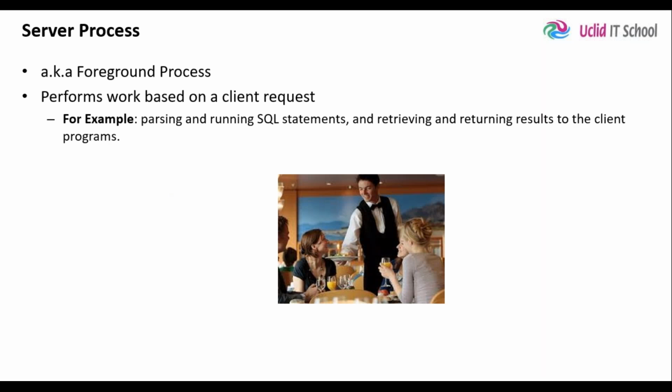First, the server process. Server process is also called foreground process and performs work based on a client request. So when a client system on which an application is installed is connected to the database, Oracle database automatically starts a server process. So when a client connects to the database, the database starts a server process. This server process handles all the requests from that client. For example, a server process does parsing and running of SQL statements.